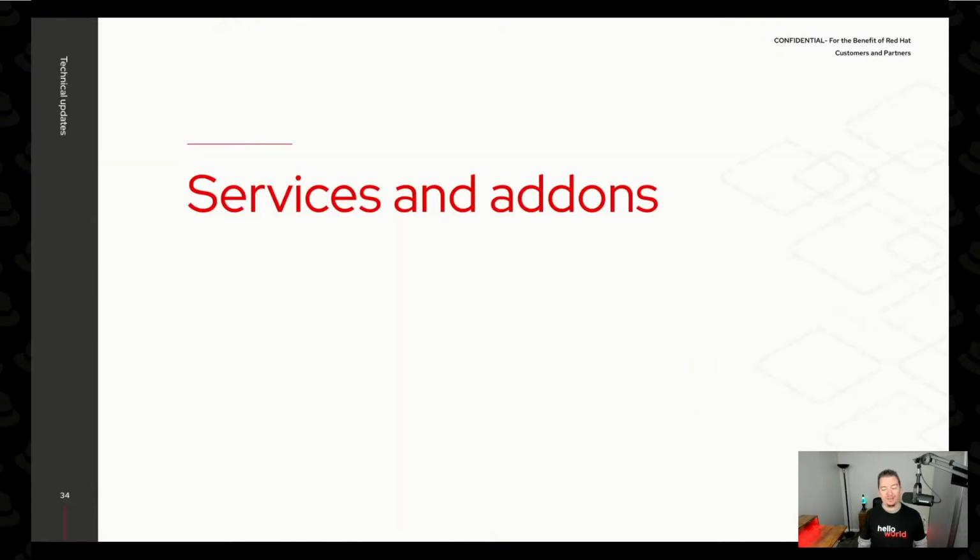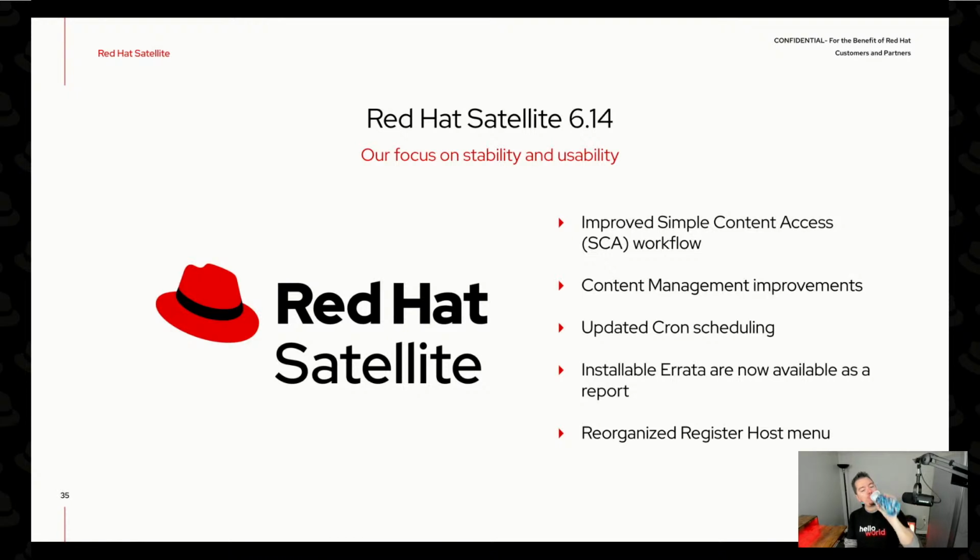Now, I would be remiss if I didn't talk about the two probably most integral services and add-ons that align with Red Hat Enterprise Linux. The first is Satellite. 6.14 came out last week alongside 9.3. And one of the nice things is you won't see any flashy charts. You won't see any demos or walkthroughs because 6.14 and probably the next couple of releases of Red Hat Satellite is all going to be focused on improving workflows.